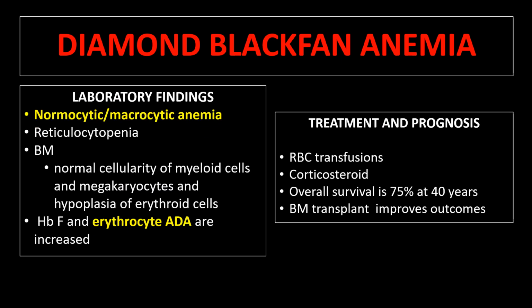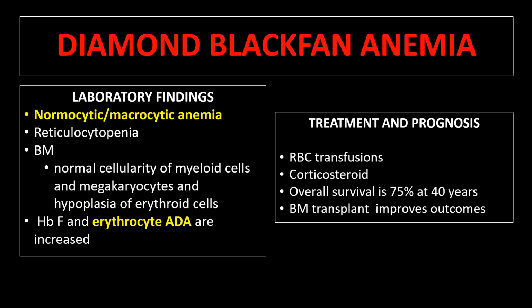So how do we diagnose Diamond-Blackfan anemia? Here are the laboratory findings we can see. We have normocytic to macrocytic anemia. We also see reticulocytopenia. And on the bone marrow, there would be normal cellularity of the myeloid and megakaryocyte precursors. But strikingly, there is hypoplasia of your erythroid cells, so hypoplasia of your pronormoblasts. There would also be an increase in hemoglobin F and erythrocyte ADA.